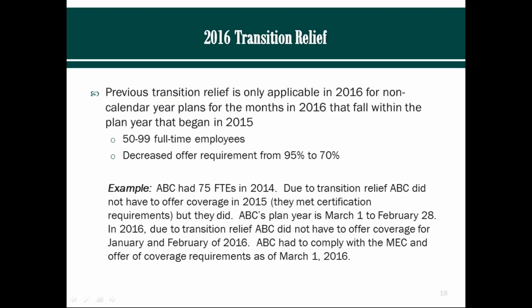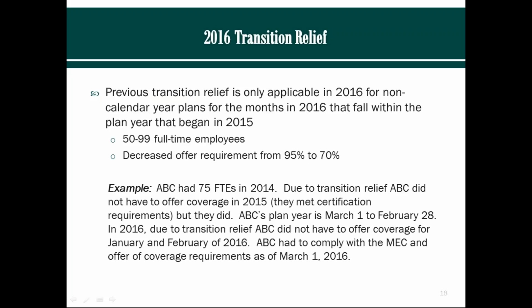The one that is still available is if you had transition relief because you had a non-calendar year, you will continue to get transition relief only for those months that are part of that non-calendar year. Hopefully my example explains it better than what I just said. Here you are, you're ABC, you had 75 full-time employees in 2014. Due to that 50 to 99 transition relief, you didn't have to offer coverage in 2015 as long as you met certification requirements, but you decided that you would do it. You started to offer coverage as of March 1st. That was the beginning of your plan year, and it went to February 28th.